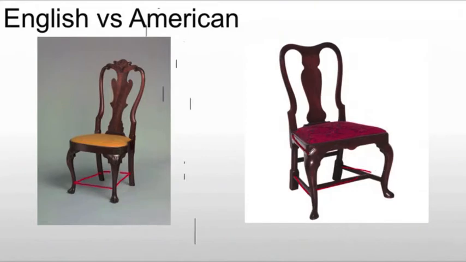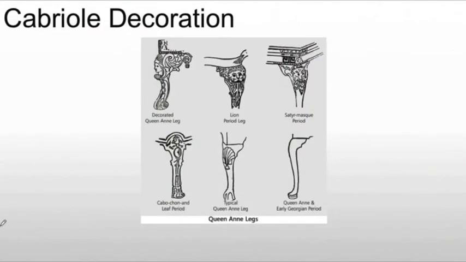Also, the American versions tend to be a little more squared off than the English versions, where the seat tends to be very curvilinear. We see a lot of decoration in the legs, frequently in the knee of the cabriole leg, and we touched on this in Baroque and Rococo motifs.